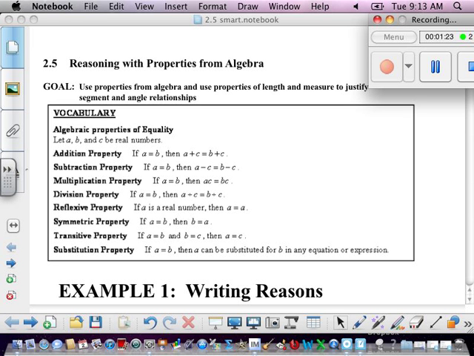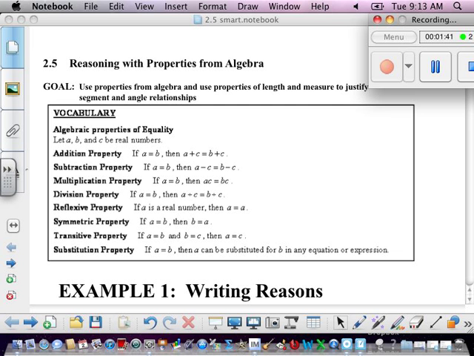Transitive property is very similar to syllogism. If A equals B and B equals C, then A equals C. Okay? If it is the largest of all birds, then it is an ostrich. If it is an ostrich, then it's flightless. If it's the largest of all birds, then it's flightless. That's the same thing as transitive.